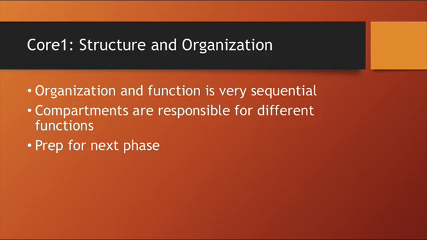So let's talk about the structure and the organization. The GI system is very organized and it's very sequential, and it's organized in a way so that what happens at the upper end of the system, for example, in the mouth and the stomach, is absolutely necessary for the successful function of the later stages. So if we're going, say, from a top-down perspective, what happens up high affects what happens in the middle, and what happens in the middle affects what happens down below. And each of these different compartments or divisions of the GI system are responsible for different functions. And so step one preps for the next phase, step two, et cetera, et cetera.